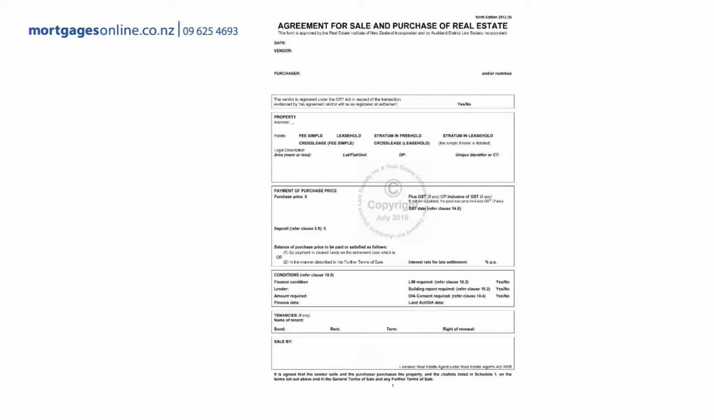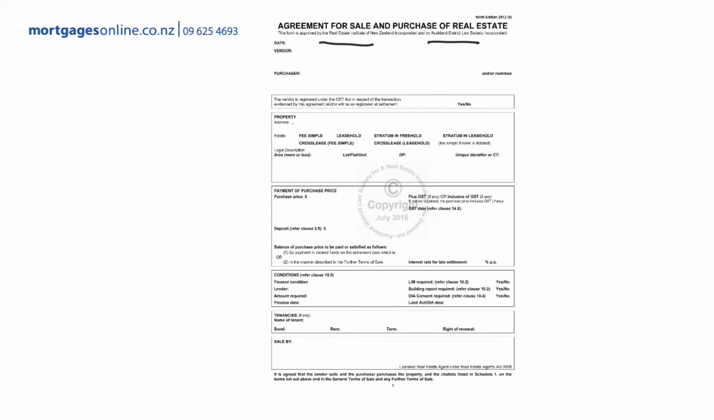I'm going to explain to you today what conditions you need to put in your sale and purchase agreement if you're putting in an offer to buy a property by negotiation. Now, when you're putting in an offer, you'll be given a copy of a sale and purchase agreement. The one that we tend to use is the agreement for sale and purchase that's been put together by the Auckland District Law Society and the Real Estate Institute. It's best to use this sale and purchase agreement.